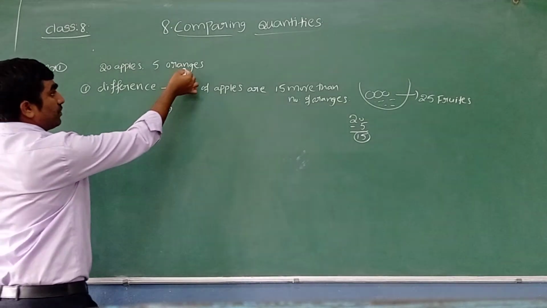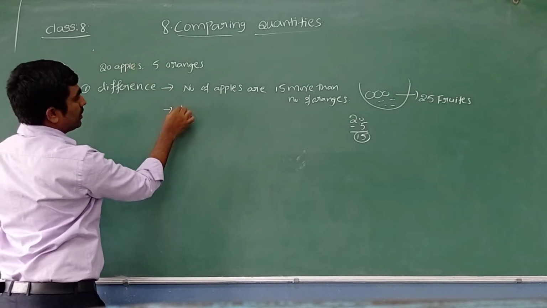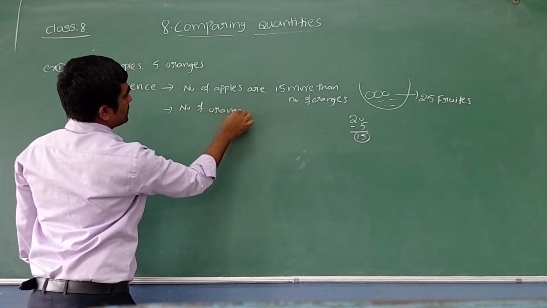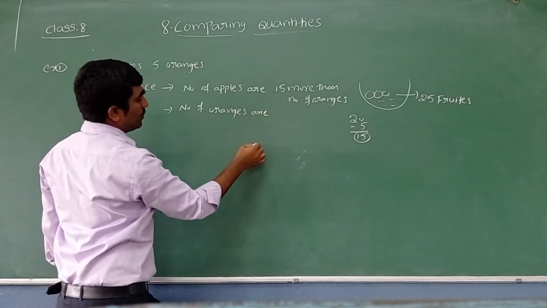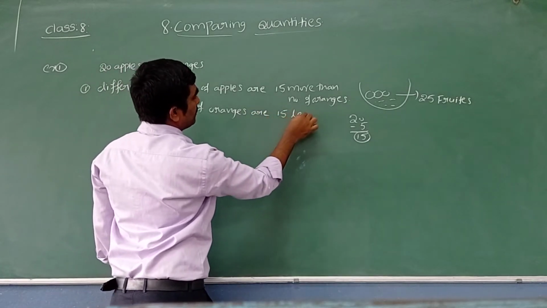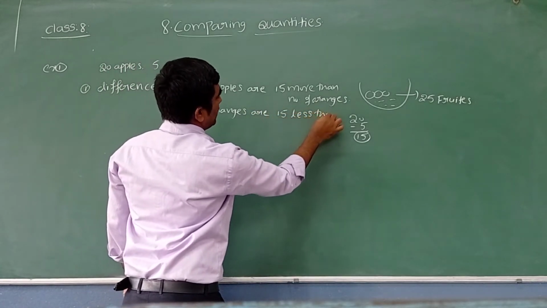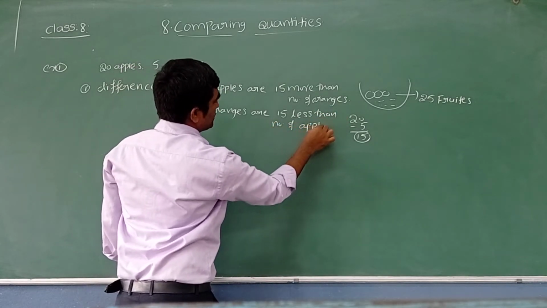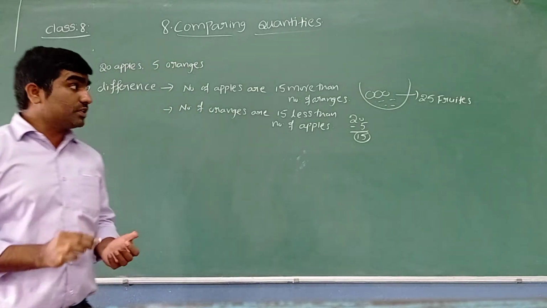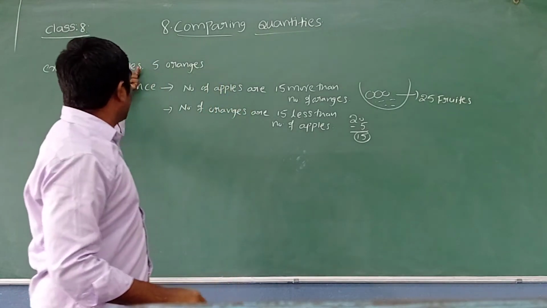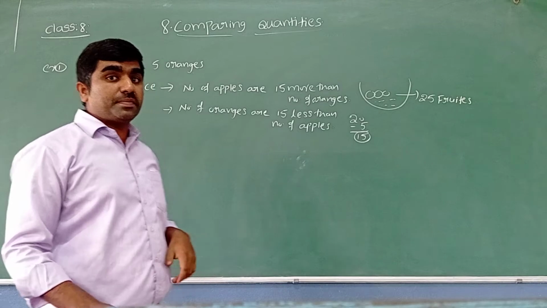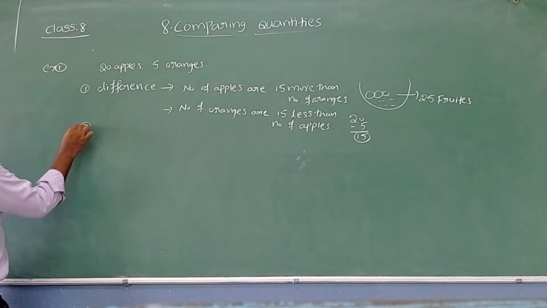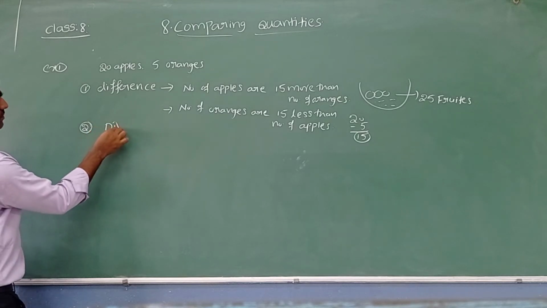Similarly, from the oranges side, what can we write? We can also say that the number of oranges is 15 less than the number of apples. So these are the conclusions we can see when we compare the number of apples and oranges by the difference method. Now let's see what will happen if I compare these two by the division method.